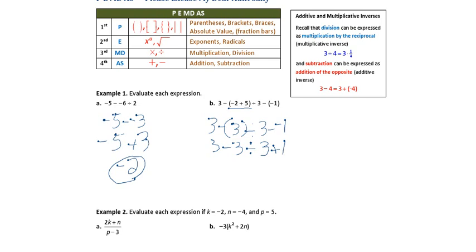So next would be any exponents. Well, I don't have any. So then I move to multiplication division. So I'm going to have 3. And then I take a -3 divided by 3, which is going to give me a -1. And then you go left to right. Well, 3 minus 1 is 2, and 2 plus 1 is going to get me an answer of 3.